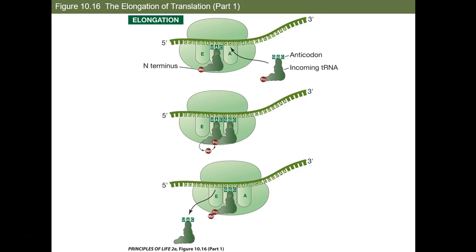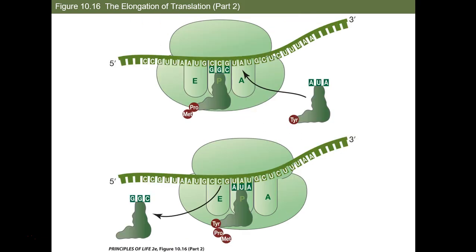Figure 10.16 shows elongation. First tRNA always has methionine and starts in the P site. As a new charged tRNA enters at the A site, a peptide bond is formed between the P site tRNA and the A site tRNA. As the ribosome moves along the messenger RNA, the first tRNA without its amino acid moves to the E site and is released from the ribosome, so that it can be used again.